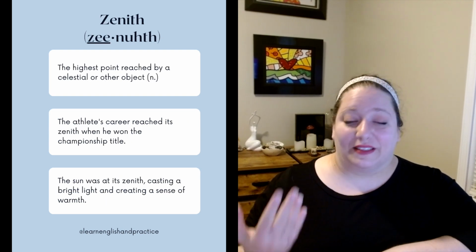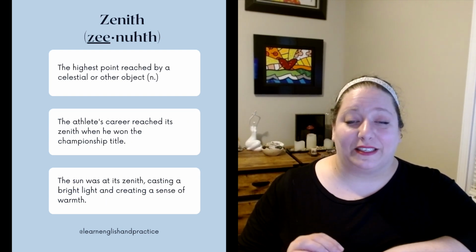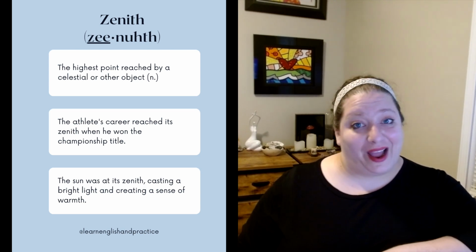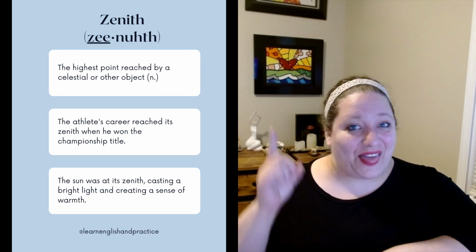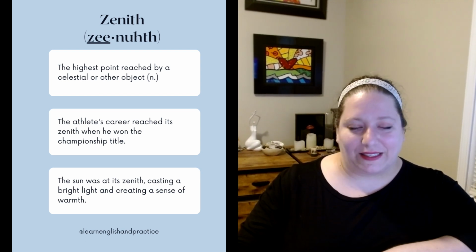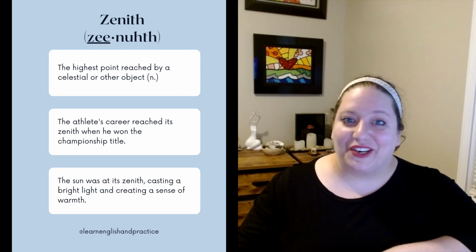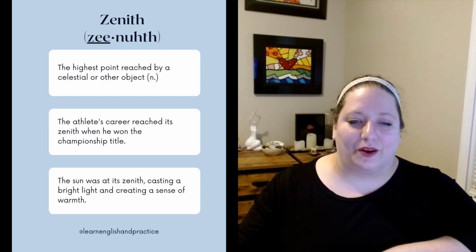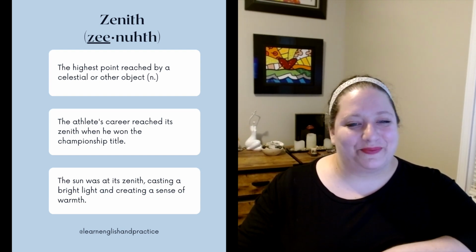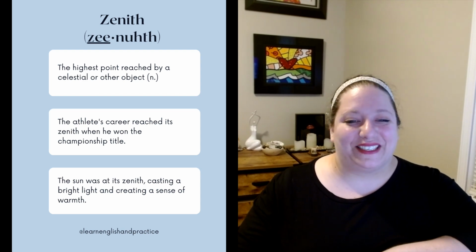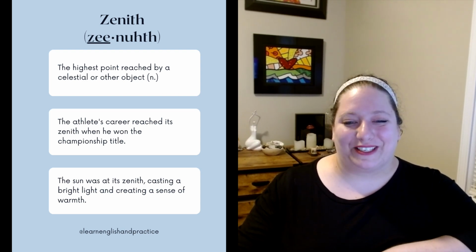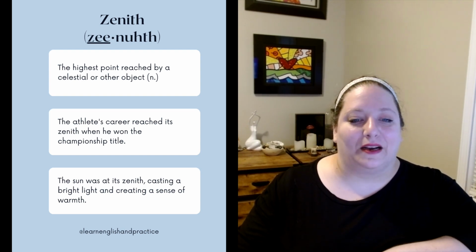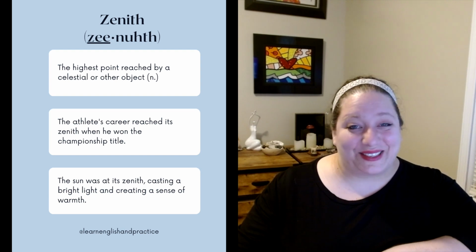Zenith. So this is the highest point reached by a celestial or other object. When I was in school, I learned about the highest star in the sky at the zenith. So it's a scientific term, but you can use it in a lot of different contexts as a noun. So here are a couple of sentences. The athlete's career reached its zenith when he won the championship title. The sun was at its zenith, casting a bright light and creating a sense of warmth.